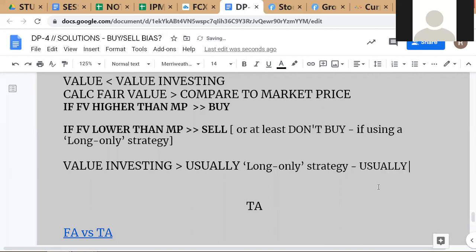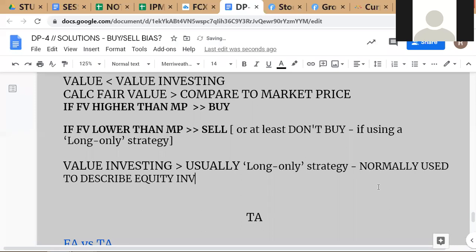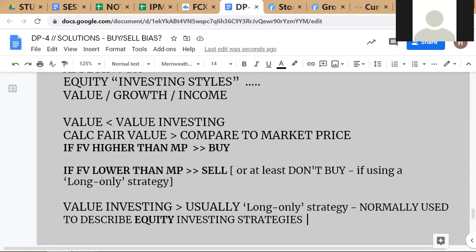So it's usually a long only strategy, and the term is normally used to describe equity investing strategies. You will normally not see the term value investing applied to describe investing strategies other than in equities, all right? But there is no reason for that. This is a common usage, but there is no reason why it can't be applied to any other asset class, as long as you're following this basic idea. This is basically what value investing means.